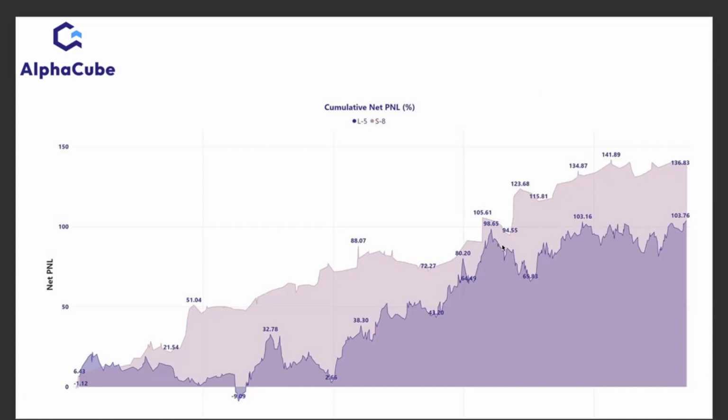The important thing here is that when this strategy goes down, this one goes up. Not always, but very often we see that these two strategies are hedging each other. And the trick is that you need to put as many such strategies as possible in your portfolio.